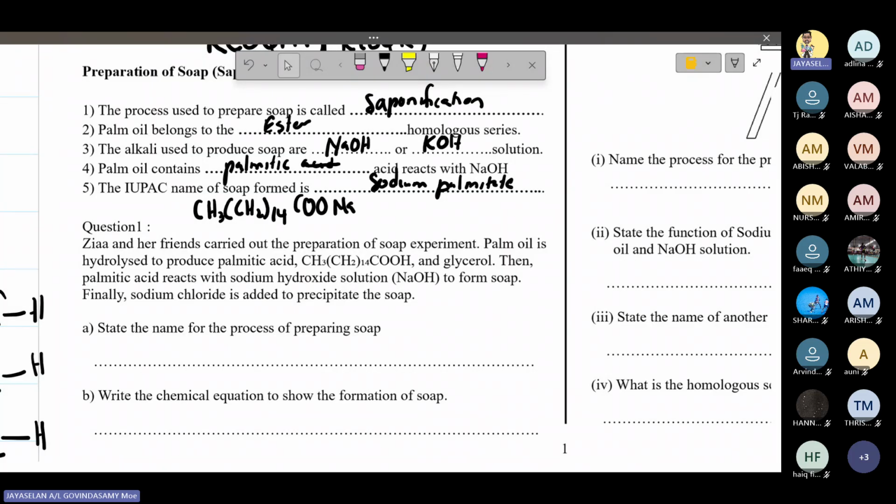Zia and friends carry out preparation of soap. Palm oil is hydrolyzed. When palm oil is hydrolyzed, it means the 3 glyceride pecah, they become 1 palmitic acid, 2 palmitic acid, 3 palmitic acid. One formula of palmitic acid is this. The formula will be given in the question. SPM soalan memang macam ni ya, kalau keluar lah.